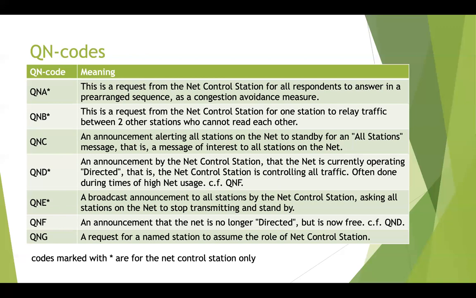QNF, an announcement the net is no longer connected but is free. Remember we had a Q code earlier that we talked about: is the net free? The net is free. Basically, that's meaning that, hey, we have this net, but you can go ahead and communicate among stations on the net right there. You don't have to go through net control to do a communication between two stations. QNG would be a request for a named station to assume the role of net control.